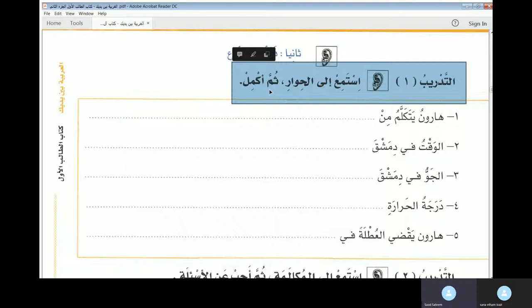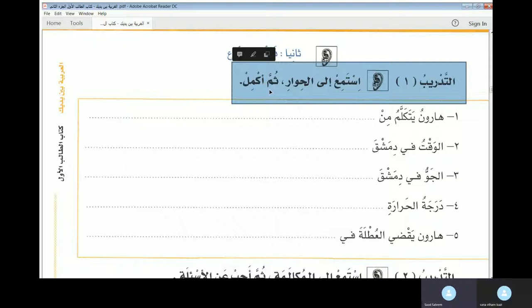Now I will repeat this dialogue. You will repeat after me. هارون: السلام عليكم. Harun says, peace be unto you. محمود: وعليكم السلام. من يتكلم؟ Mahmood says, peace be unto you also. Who is speaking?